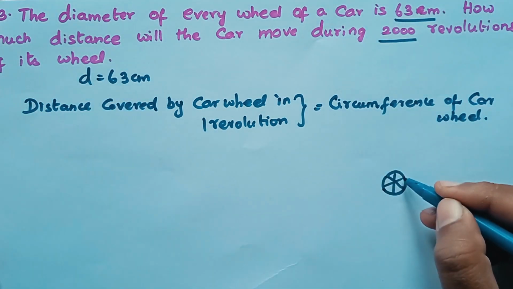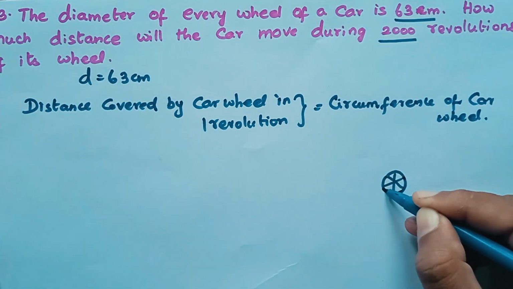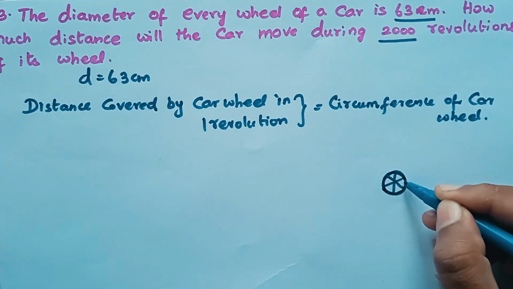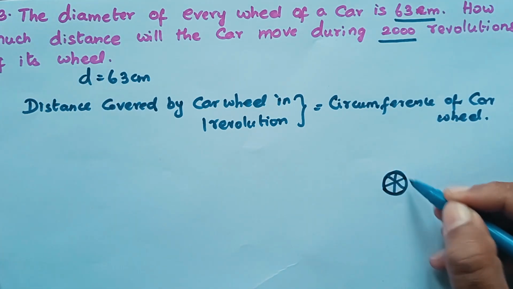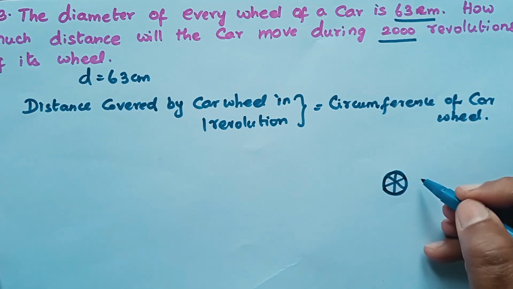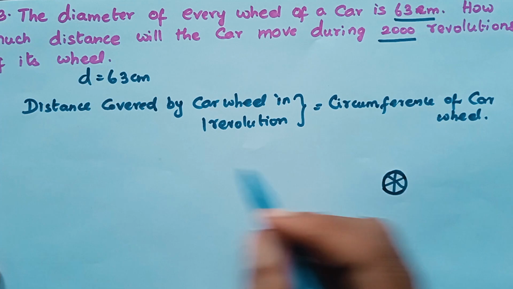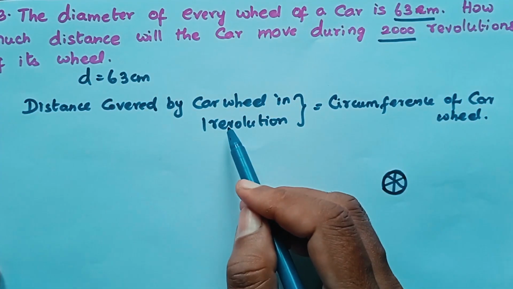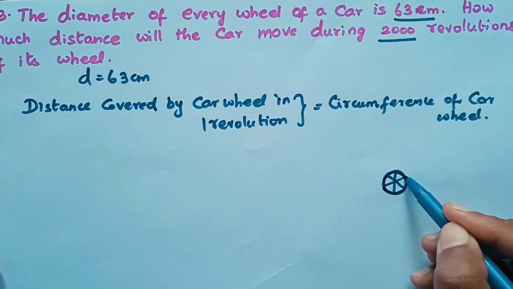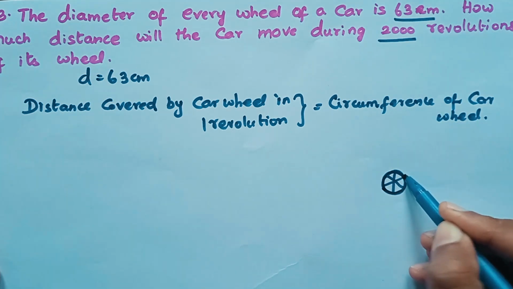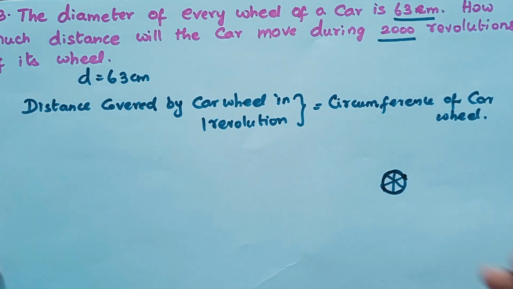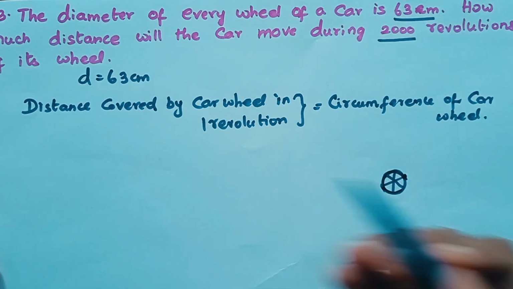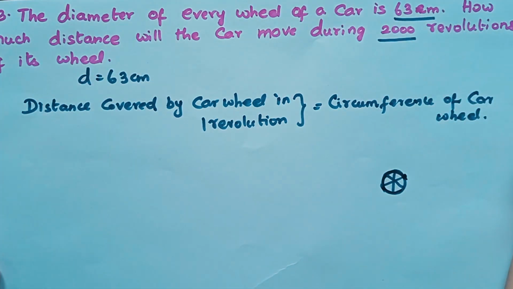So we need to find, this is the wheel, we need to find 2000 revolutions of this wheel. When the car undergoes 2000 revolutions, we need to find how much distance the car would have traveled. First we will find the distance covered by the car wheel for one revolution. One revolution means the wheel starts moving from here and ends at the same position. First we'll find it for one revolution, then we'll multiply by 2000 to get 2000 revolutions.